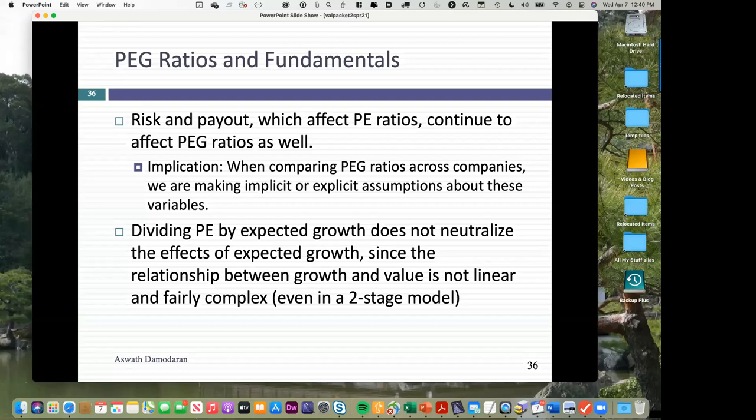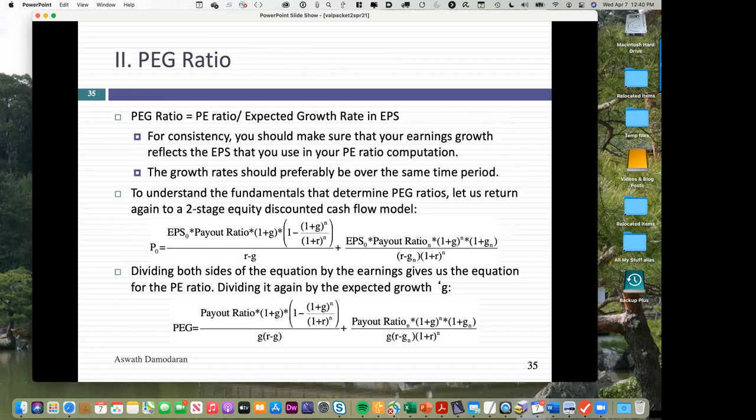But there's this notion that by dividing the price earnings ratio by the growth rate, I'm making growth go away. I've heard analysts tell me, look, I don't have to control for growth because I've already got the PEG ratio. It's already growth controlled. That is not true, because if you look at the equation, growth doesn't go away. In fact, it's everywhere. It's in the numerator and the denominator. It's a really messy linkage between PEG ratios and growth rate.